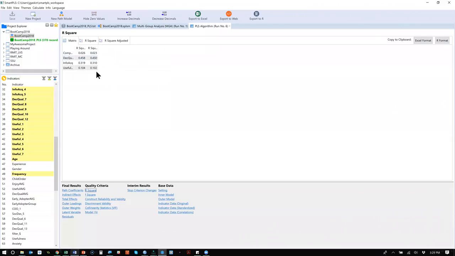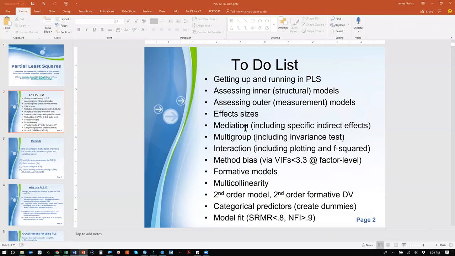There are all the R squares. There's that. That's effect sizes. Mediation? We didn't do mediation, did we?